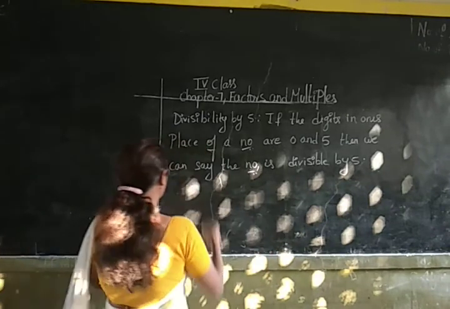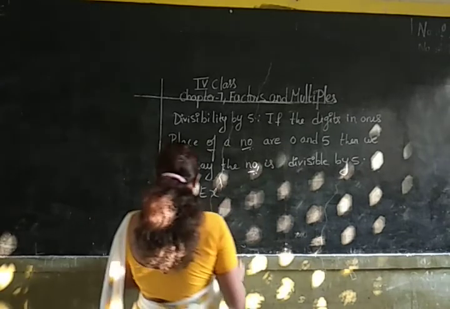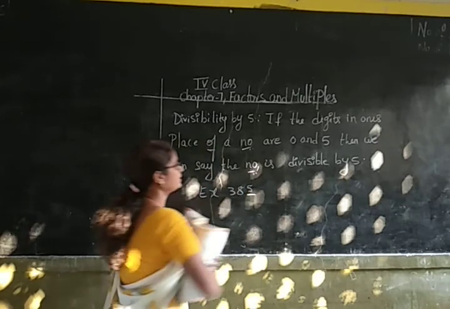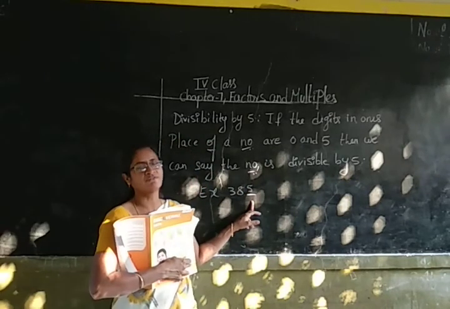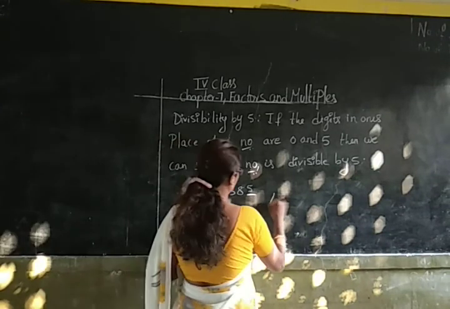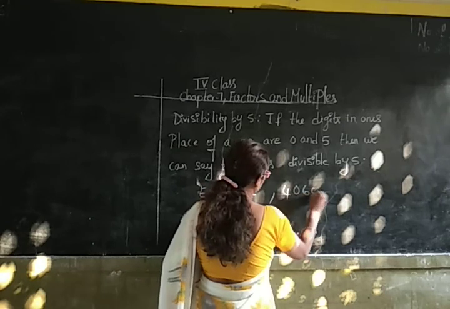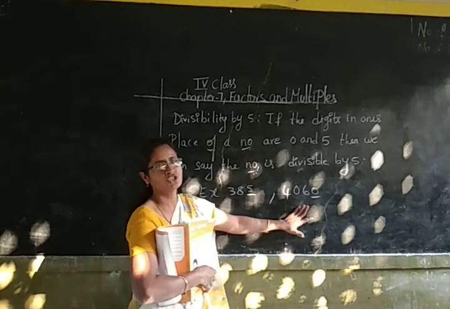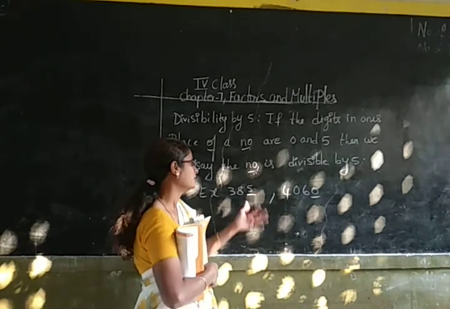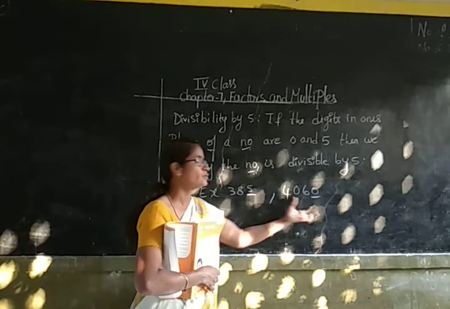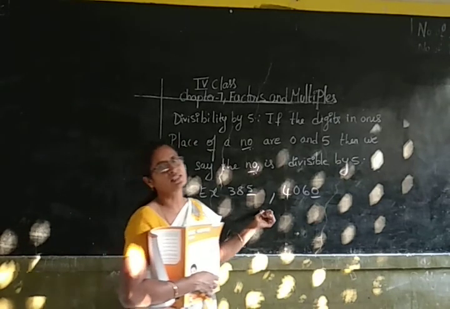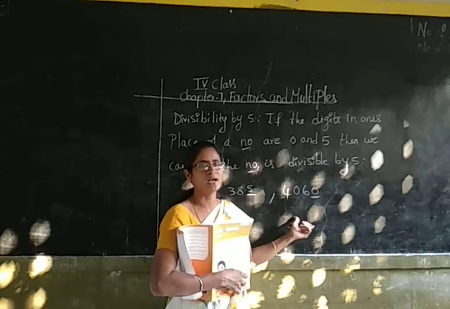For example, let us take 385. This number is having 5 in its ones place. So this number is divisible by 5. Similarly, 4060. Here the number is having 0 in its ones place. So this number is divisible by 5. Did you understand children? If the number is having 0 or 5 in its ones place, you can say that the number is divisible by 5.